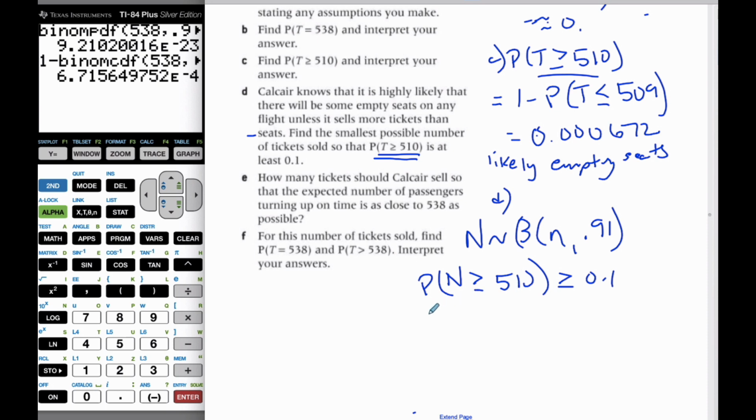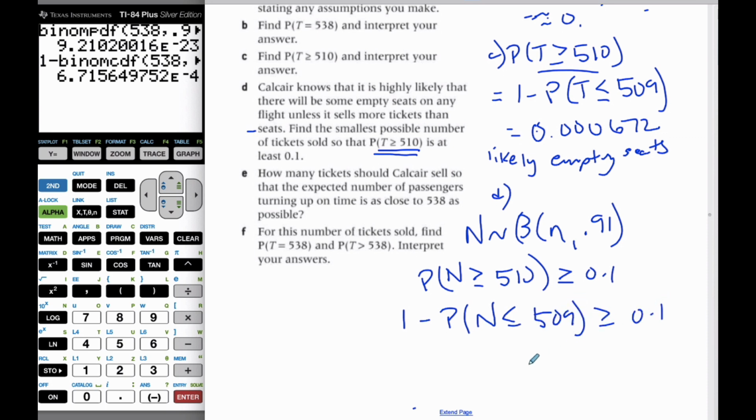Again, my calculator doesn't do that, so I can go 1 minus the probability that N is less than or equal to 509 is bigger than or equal to 0.1.